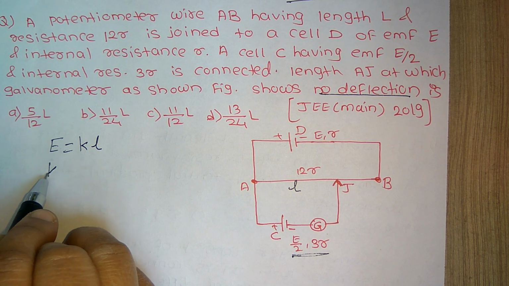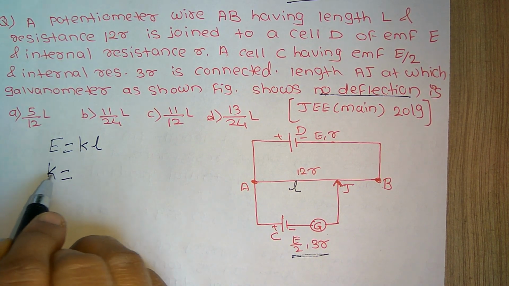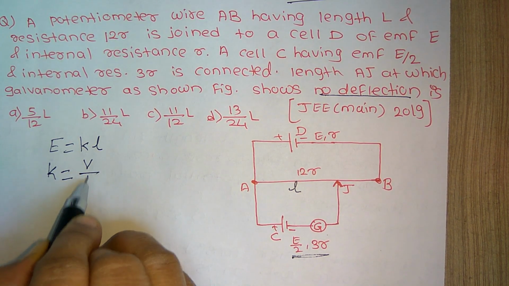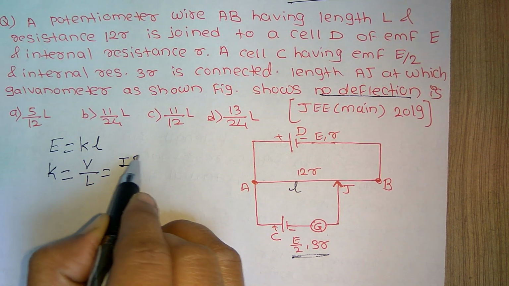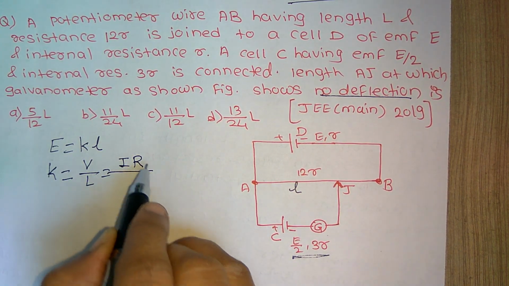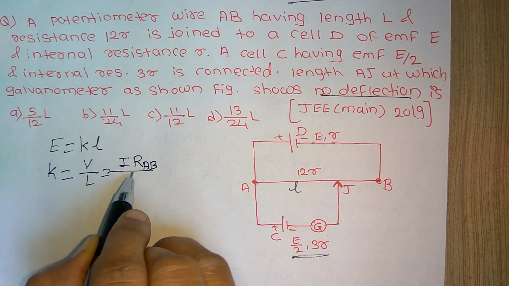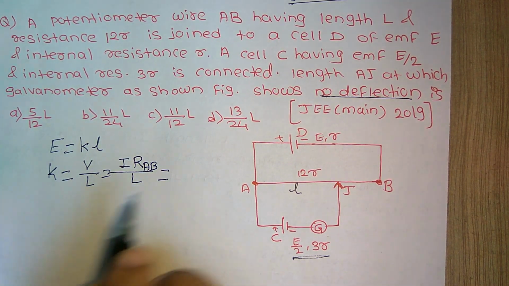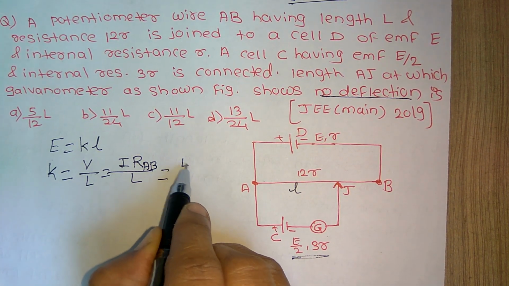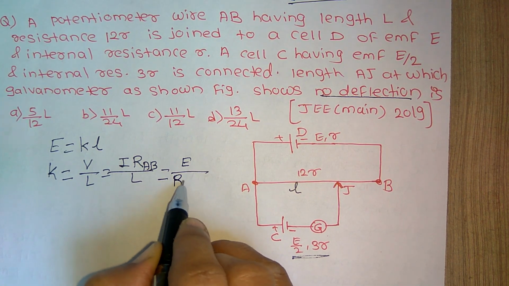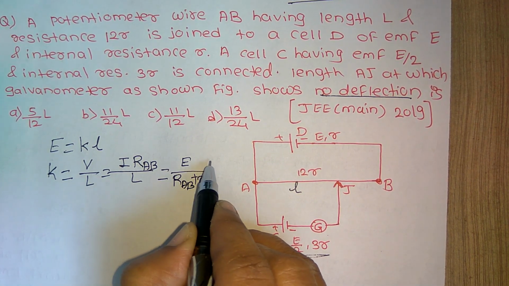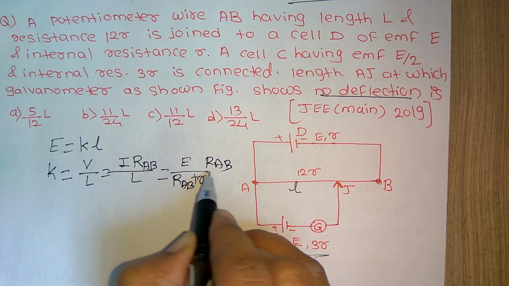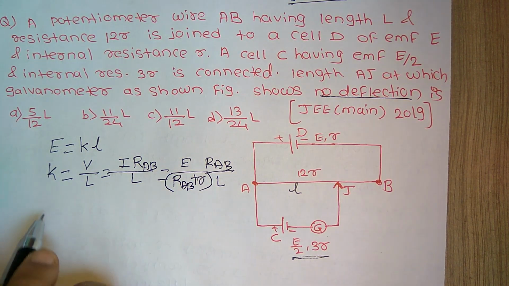So first we find K. K is nothing but the potential gradient, that is potential per unit length. Potential is nothing but current into resistance of wire AB, so I will write RAB divided by length of wire. The current is EMF E divided by RAB plus small r, into RAB divided by L, right? So put this value.